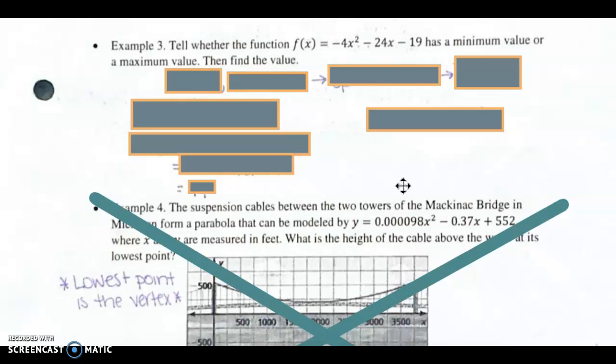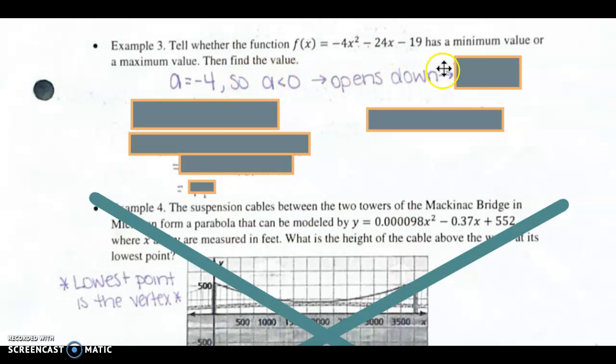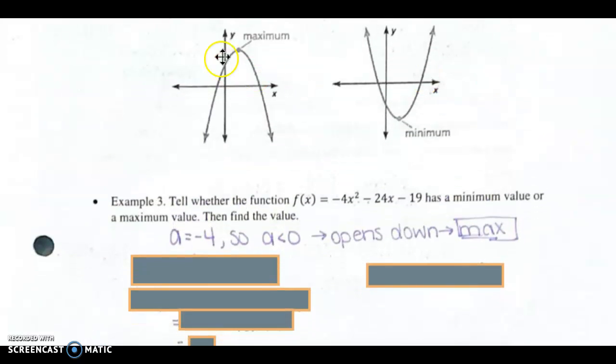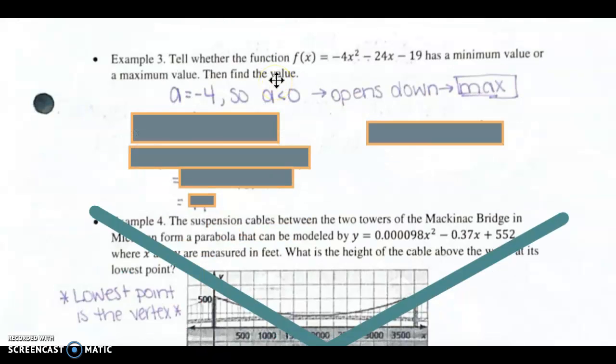Example 3, tell whether the function has a min or a max, and then find the value. So the first thing we want to look at is this a value. It's a -4. Okay, so a is less than 0, which means it opens down, making it have a max. So it's less than 0, so it opens down, and it makes it have a max.